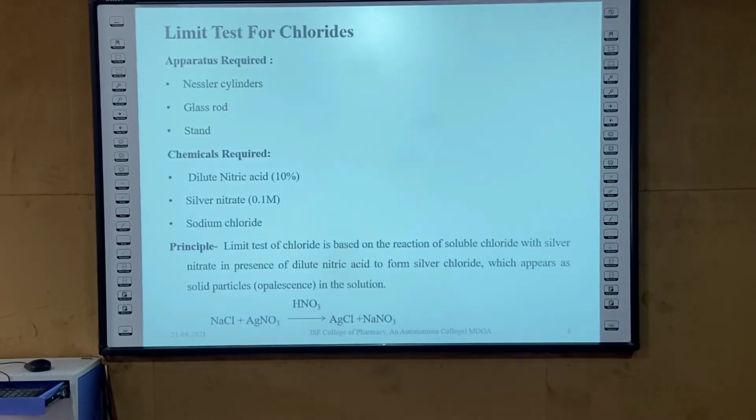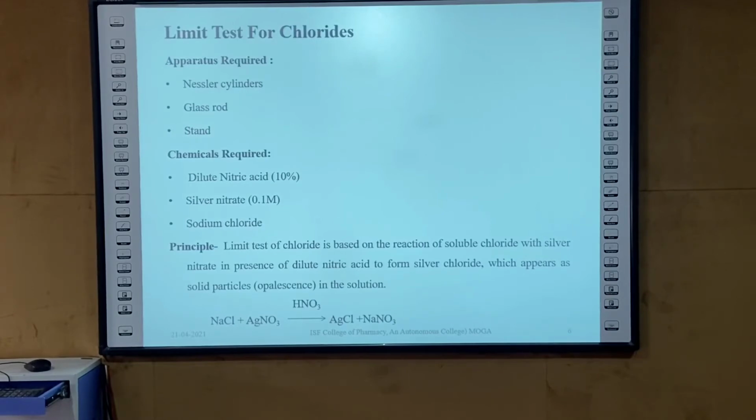Now let's discuss the chlorides limit test which we are going to perform today in the lab. For this test, we require a few special apparatus and a few chemicals. What are those? Let's discuss. Apparatus to perform limit test we require is Nessler cylinders. We require two Nessler cylinders, one for the test solution and the other for standard solution. We require a glass rod for stirring.